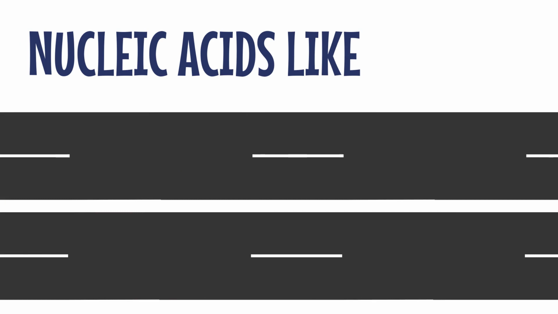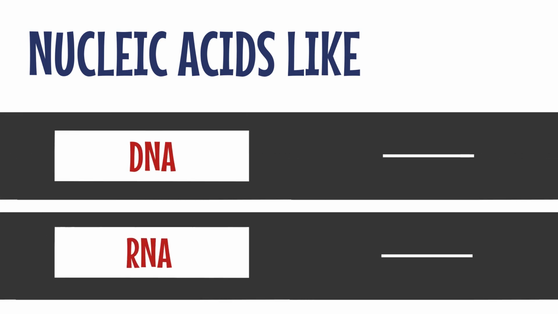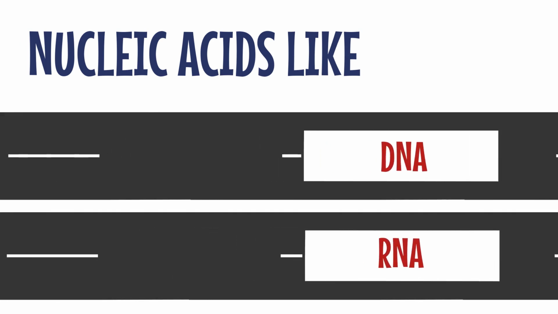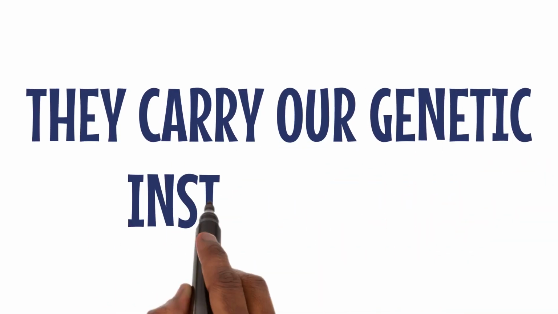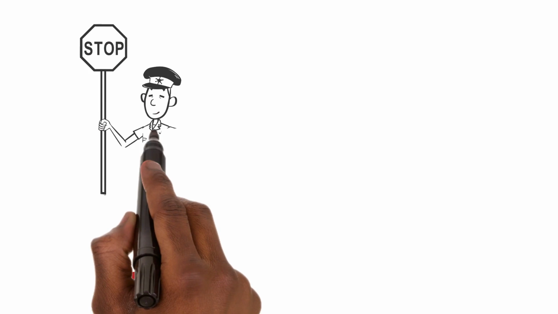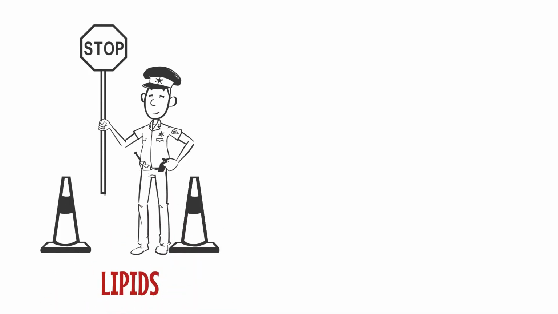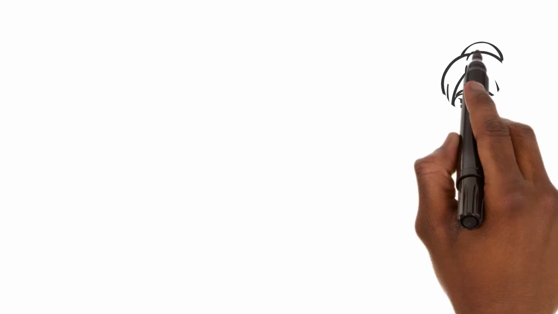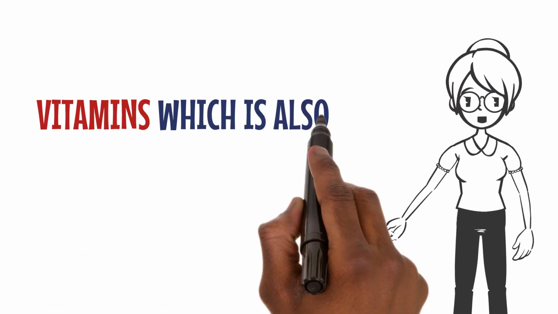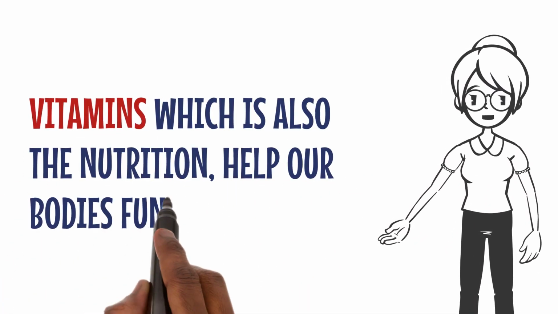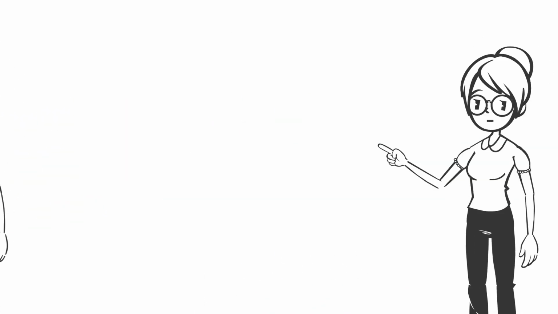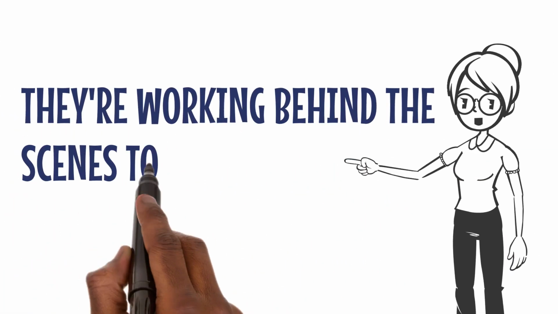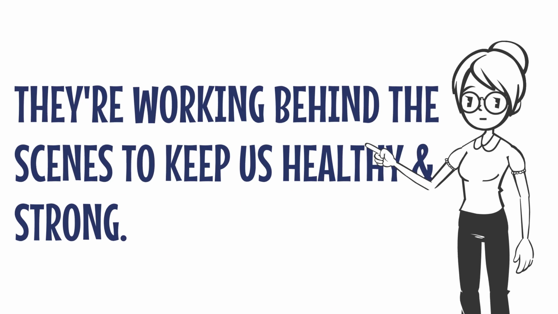Nucleic acids, like DNA and RNA, are the information superhighways. They carry our genetic instructions. Lipids, also known as fats, act as the cell's bodyguards. They protect the cell and provide insulation. Vitamins, which is also the nutrition, help our bodies function properly. They are working behind the scenes to keep us healthy and strong.